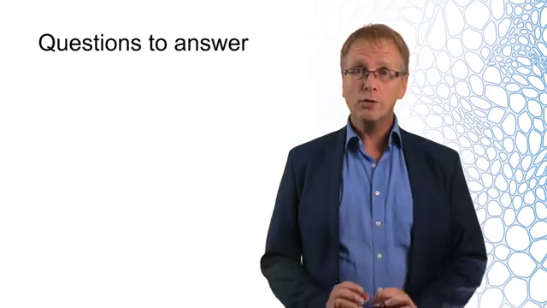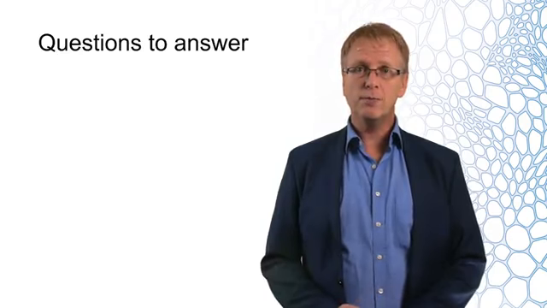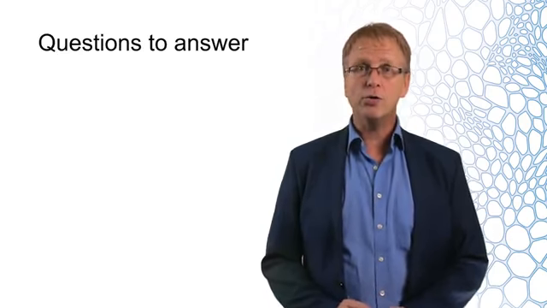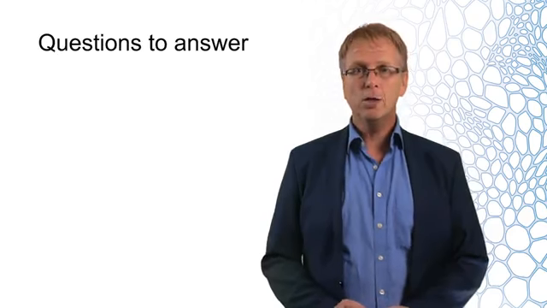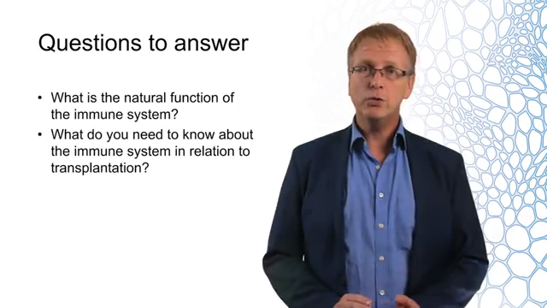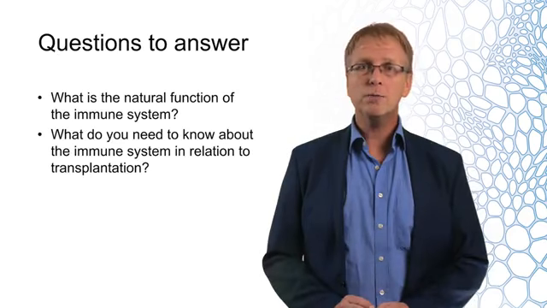Hello, welcome everyone. In the introductory lectures you've heard that the immune system is an obstacle for transplantation, and in the previous lecture the history of transplantation and immunogenetics has been presented. However, in order to understand the role of the immune system in transplantation, it is essential to also understand its natural function. In this lecture we're going to look at the natural function of the immune system and what you need to know about it in relation to transplantation.